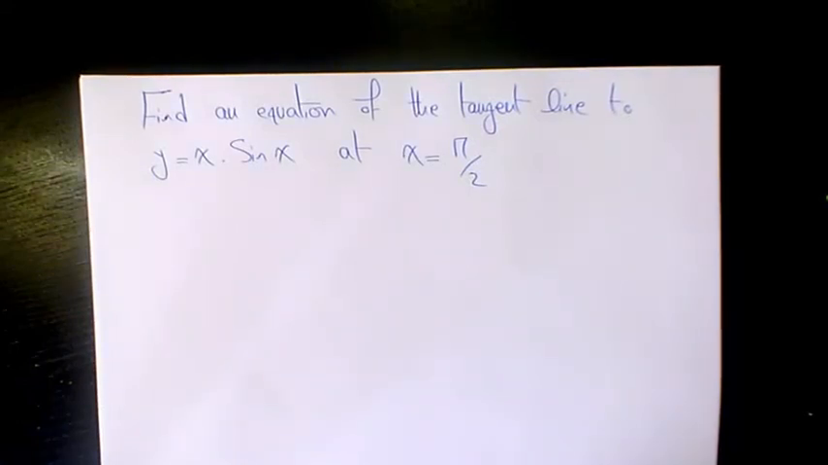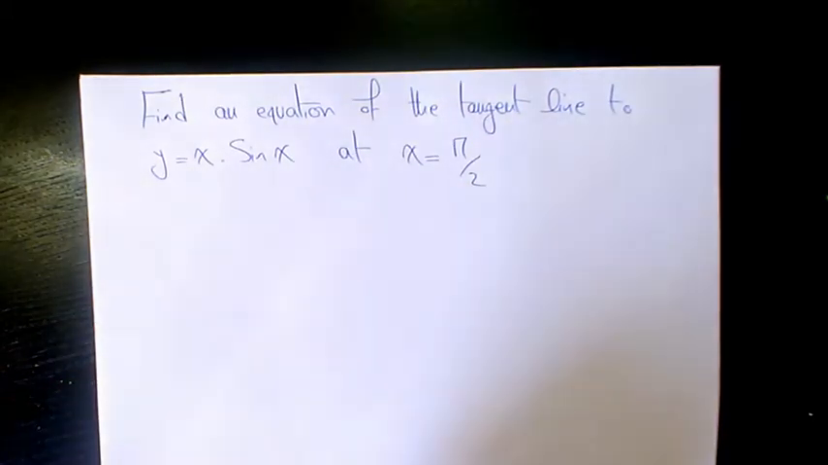In this video I want to show you how to find an equation of the tangent line to y equals x times sine x at x equals pi over 2. First thing I need to do, I need to find out the derivative of this function, which is x times sine x.